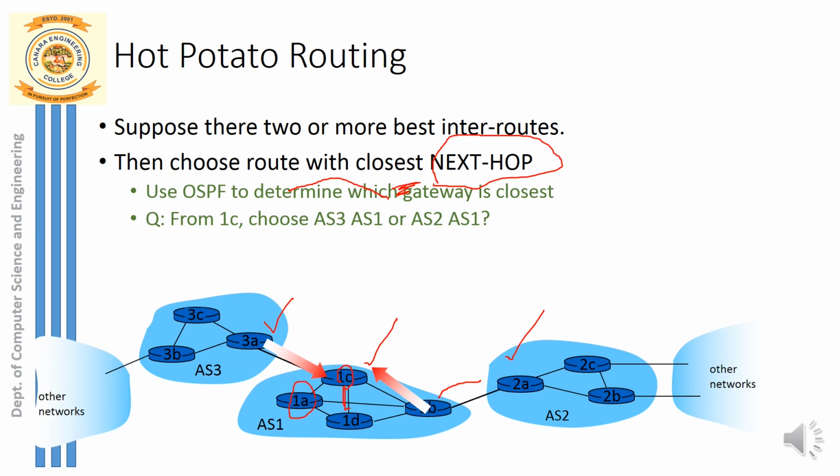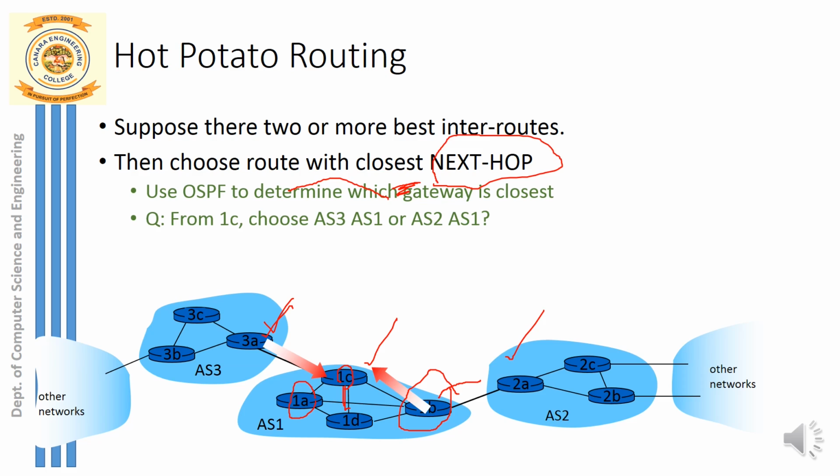So in that case, for 1C, the closest next hop is 3A. For 1C, in order to reach 2A, it has to move via this particular intermediate router, right? So 2A is not the closest next hop. So for 1C, 3A is the closest next hop, right? So in that case, 1C would choose 3A as the closest next hop, and then onwards it will redirect the packet to 3A, and from there it will reach the destination.